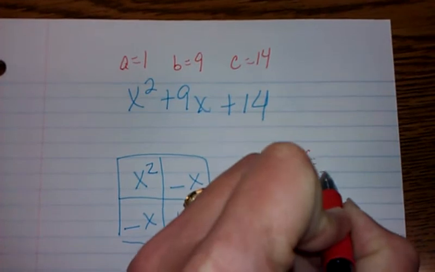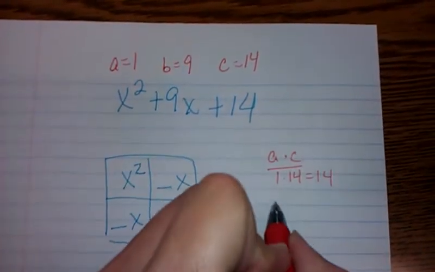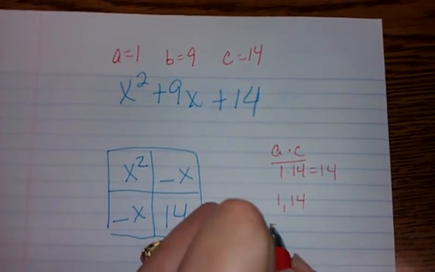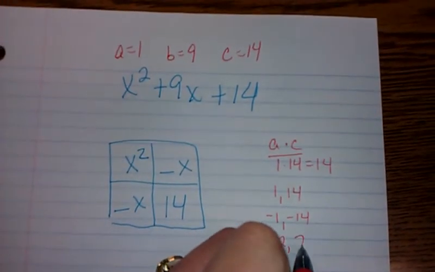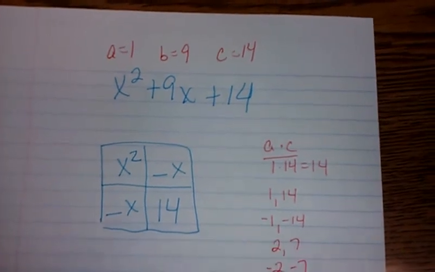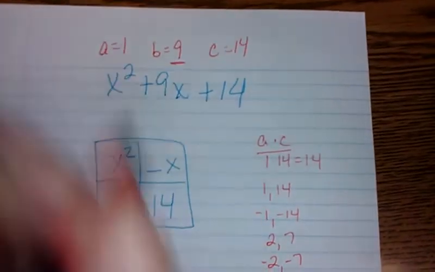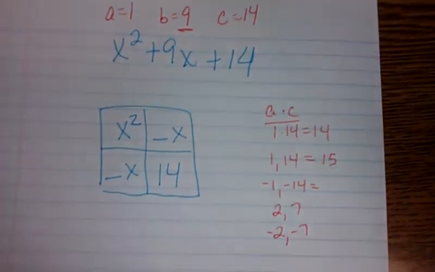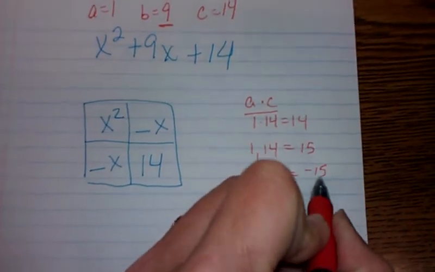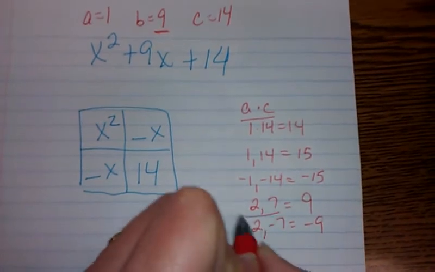1 times 14 is 14. I need the factors of 14. I have 1 and 14, negative 1 and negative 14, 2 and 7, and negative 2 and negative 7. I want to add up all of these, and I need to find the ones that add up together to give me 9. 15, negative 15, 9, and negative 9. I need 2 and 7.